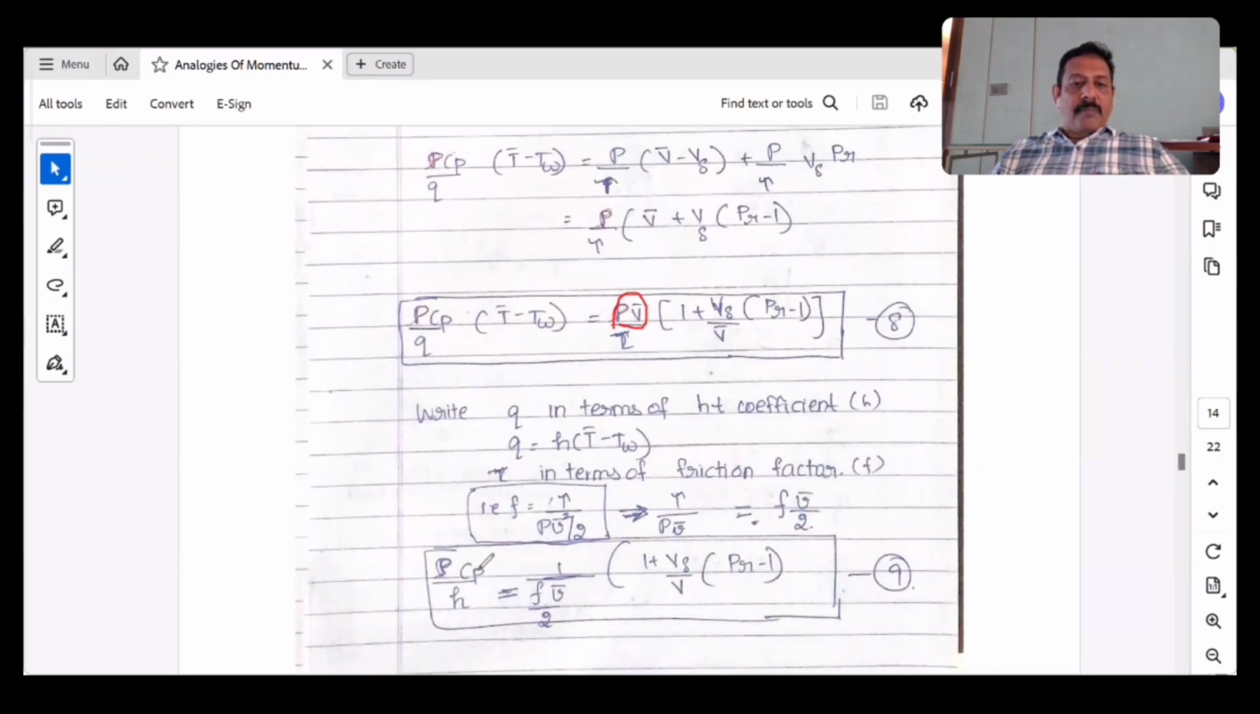So rho Cp by rho Cp, in this Q, what will we put? H into delta T. This delta T will cancel. So rho Cp by H is equal to, here what happens? PV by tau becomes 1 by F into V by 2. So in the remaining terms, nothing else; in place of Q you are bringing in transfer coefficients, heat transfer coefficients, and here the friction factor comes in. So equation 9 has come.